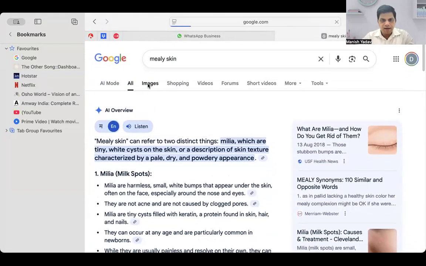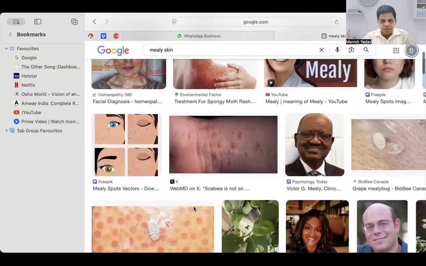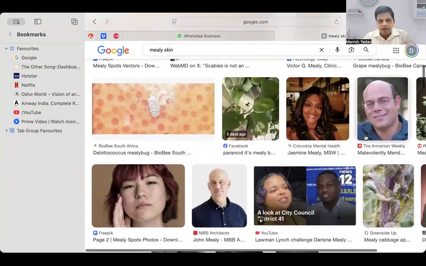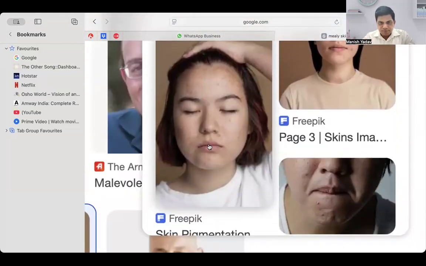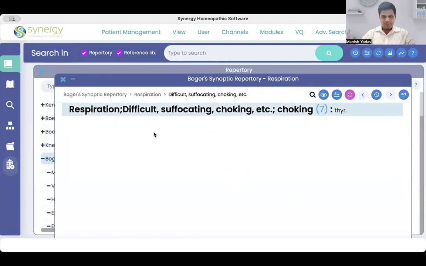These spots that come up, you can see the spots, mealy spots, it is said. Yeah, this is a good one. This is called mealy spot. So spots or scales come, and then it becomes darker and darker. This is thyroidinum. Let's get to other parts.